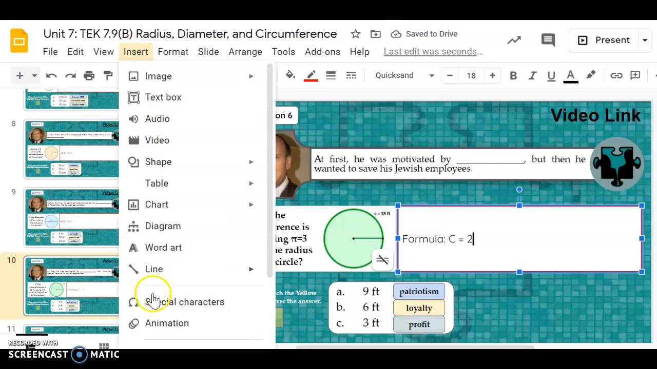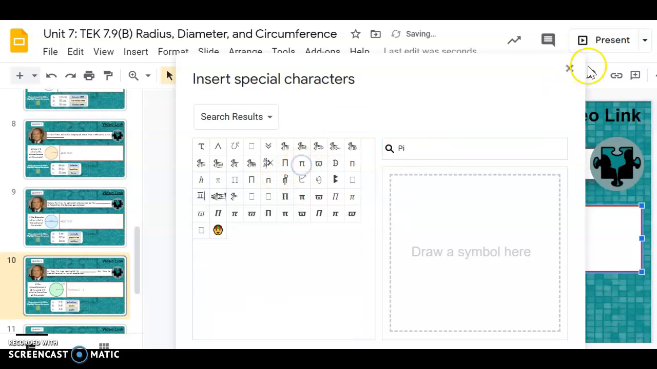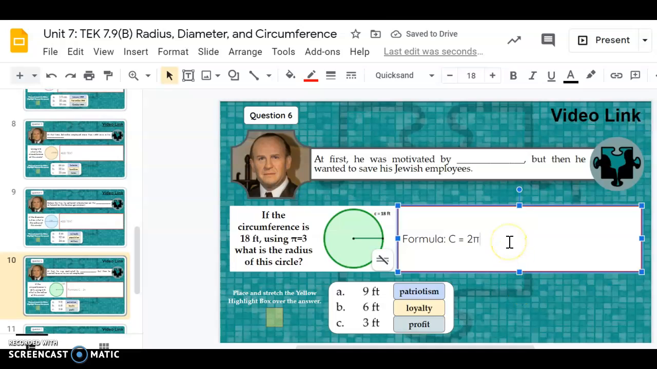I'm going to go up here, insert my special character, type the word pi, click on it once, and it automatically shows up 2 pi r. Okay, that's my formula. You just type in your formula. These are things you're going to have to start memorizing and remembering. For the STAR test you will have your reference sheet, but you need to start remembering them because you'll be using them as you go through geometry. And if you can memorize them, then it's easier for you to solve for them.